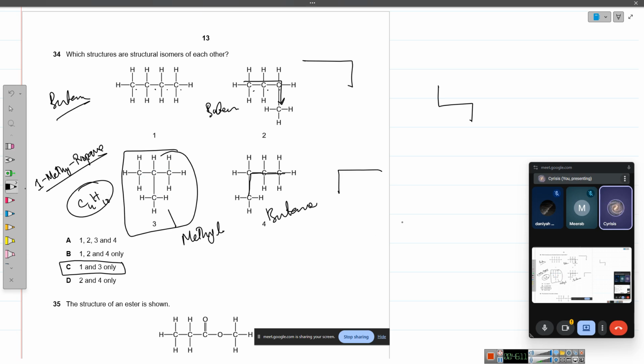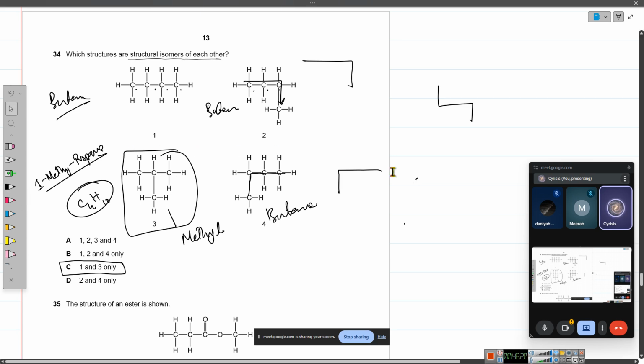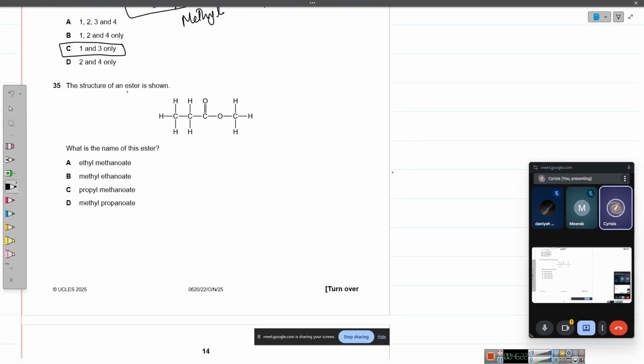So it's just 1 and 3 which are structural isomers. Different structures, same molecular formula, right? Rest are not structural isomers, they're just different orientations, right? Orientations don't count, okay? The structure of an ester is shown.